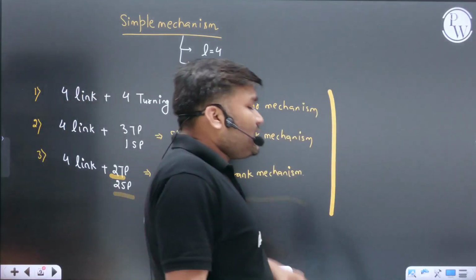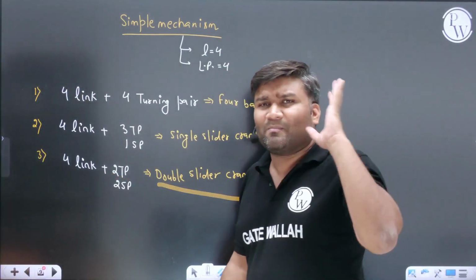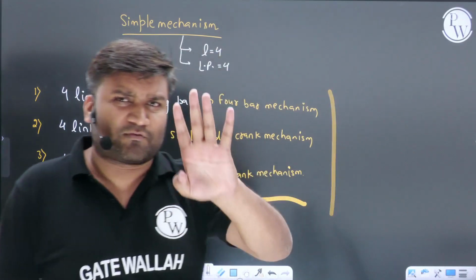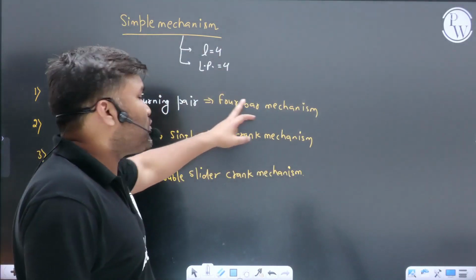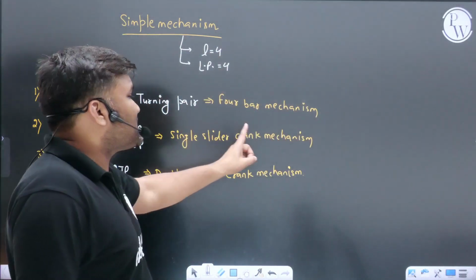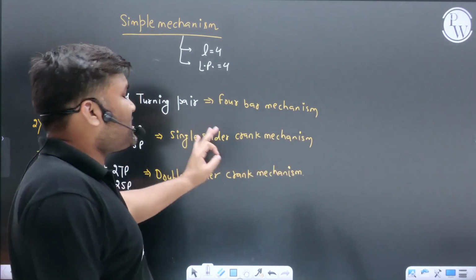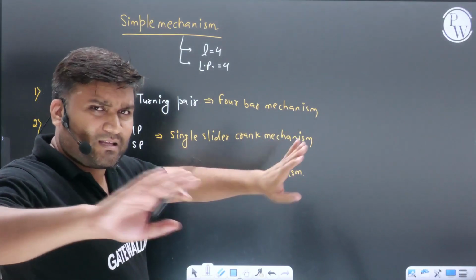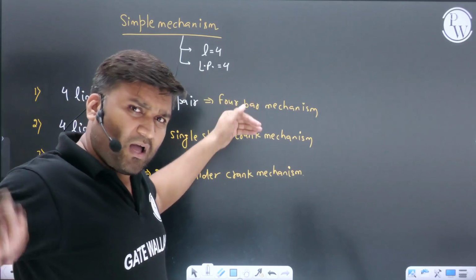These are only three examples of simple mechanism. Only three kinds of situations are possible, beta. Either you may have a 4-bar mechanism, or a single slider crank mechanism, or a double slider crank mechanism. Nothing else. Everything is covered.